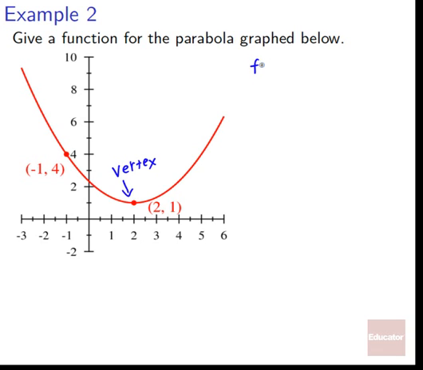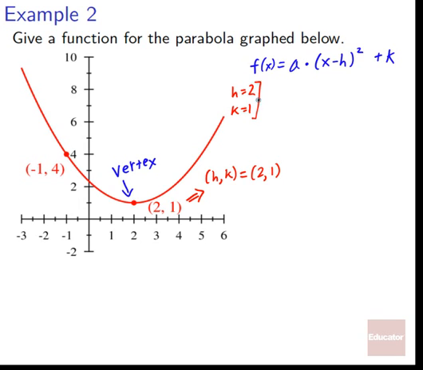So f of x equals a times x minus h squared plus k. Great, so what is our h comma k? Well, h comma k is our vertex, which is 2 comma 1. So h equals 2, k equals 1.